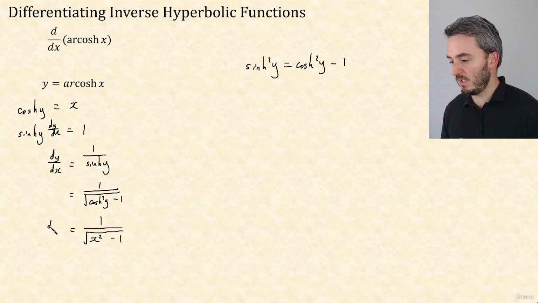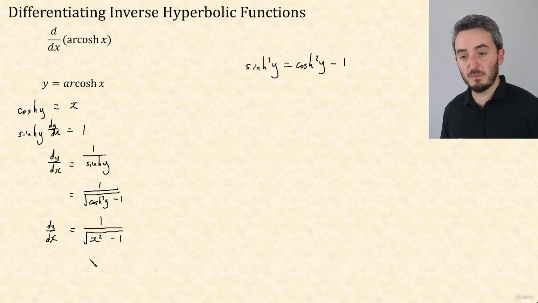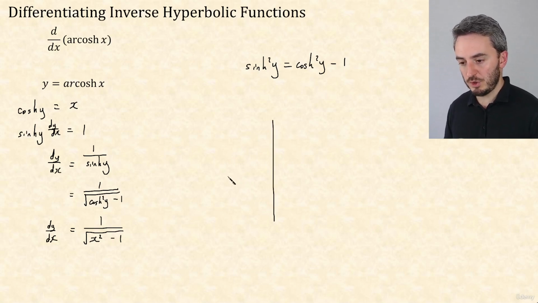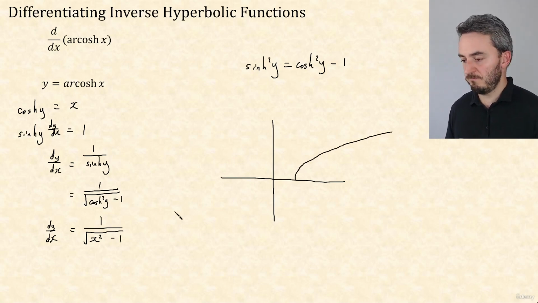Again, big similarity with the derivative of arccos there. Again, I just took the positive one. Why is that? Well, it's because our cosh looks like this. So it's always got a positive gradient.